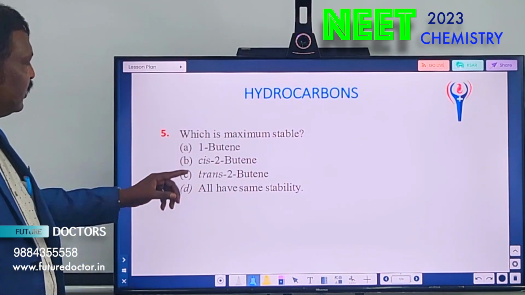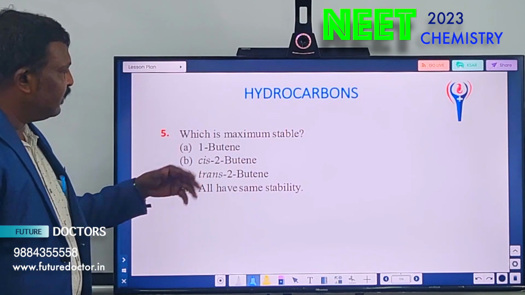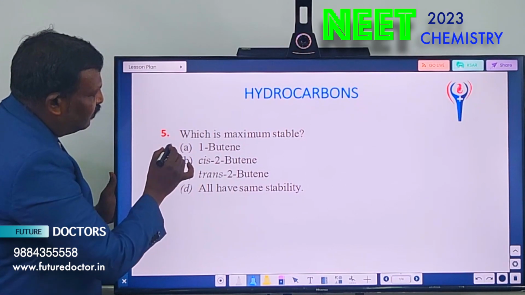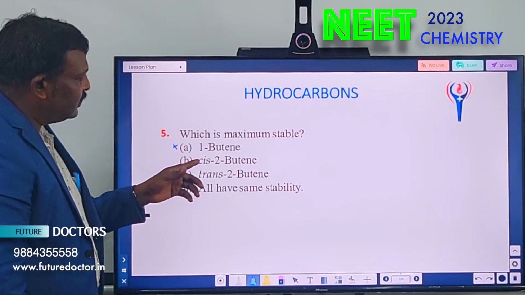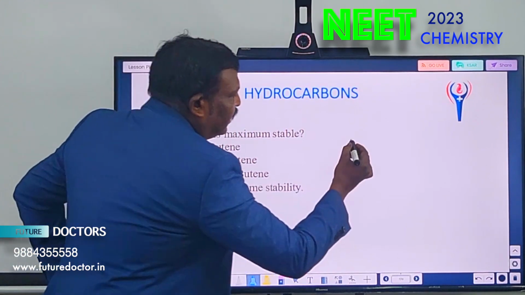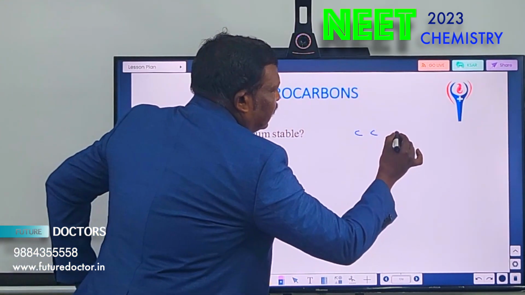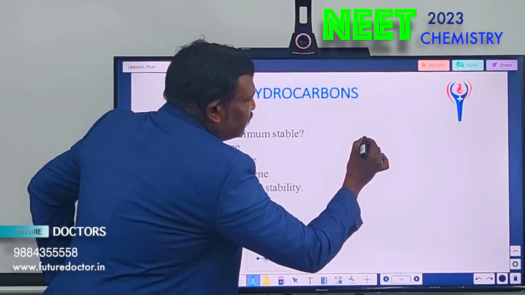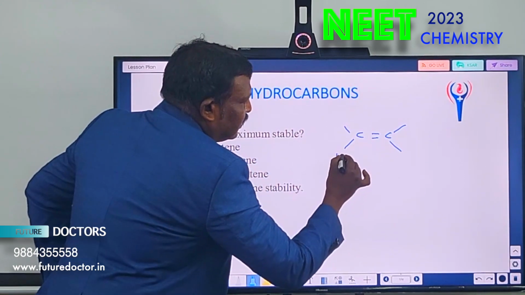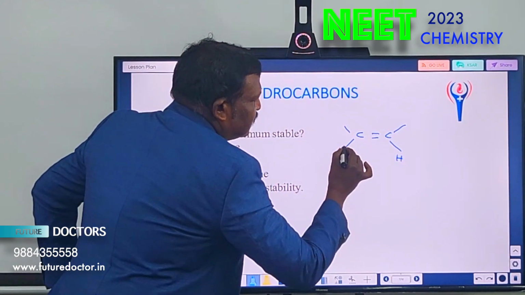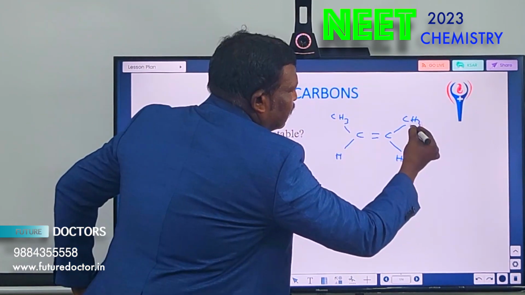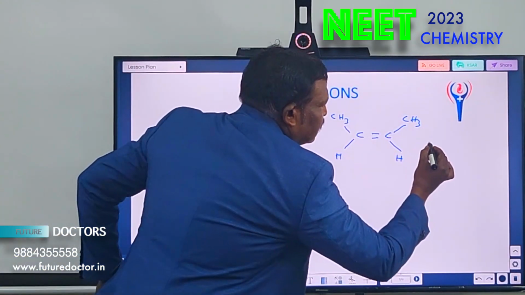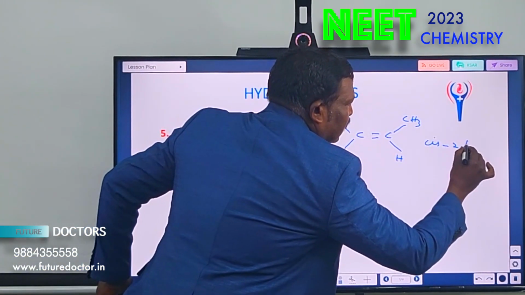Next one, fifth one, which is maximum stable. So stability depends upon more number of alkyl groups, which are having more number of alkyl groups. Okay. So here when compared to 1-butene and 2-butene, this is having some more alkyl groups, so we can neglect this one. Okay. You take cis and trans. First you should write 2-butene. First I write the cis compound. Cis compound means what? Same side, same groups are there. This is called cis compound. Are you following? Same sides, similar groups are present. This is called what? Cis-2-butene. Understood?